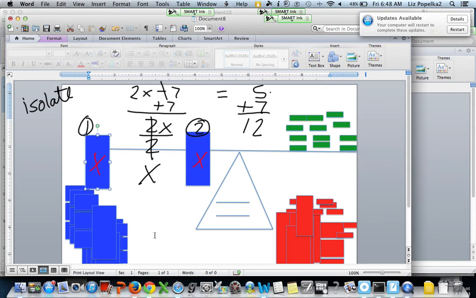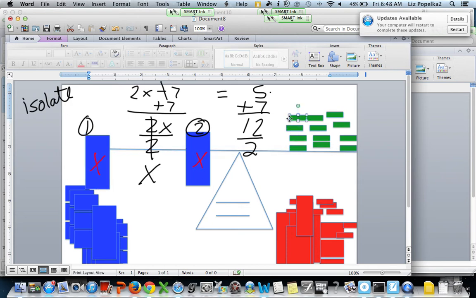However, it's a balance beam. If I split up this side of the equation into 2 separate pieces, so if I took those 2 x's and divided them into 2 groups to get 1 x, I've got to do the same thing over here to this side of my balance beam. So I've got to take that 12 and divide it into 2 groups. So I'm going to do that now.